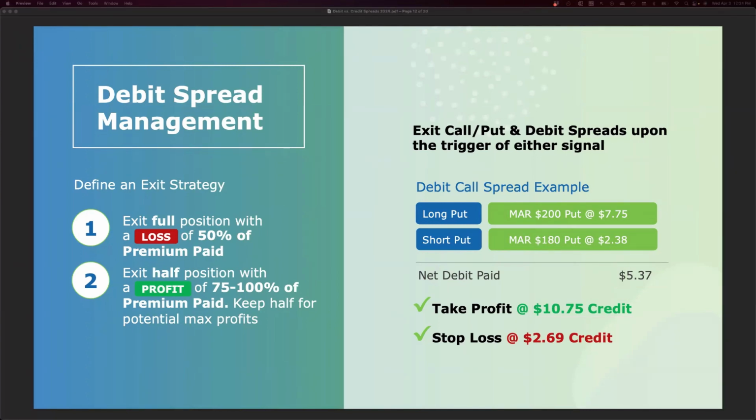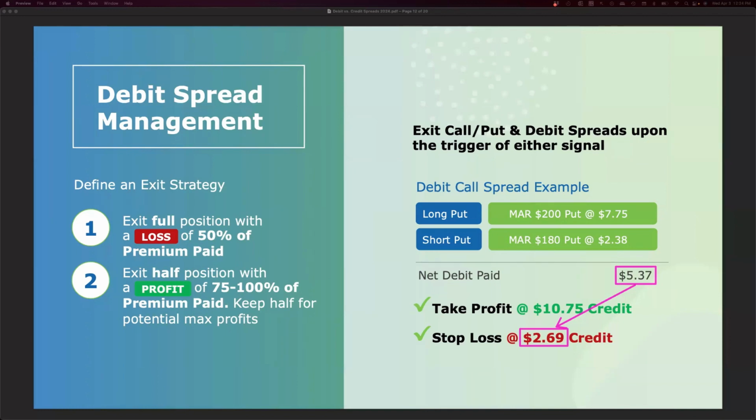And then for when the trade goes in the opposite direction than you expect, if the debit spread that you paid initially $5.37 for is now trading at $2.69, that's roughly half of the value of what you paid. That's an opportunity to cut your losses and move on from that trade. And this is something that will help you better understand, once you're in a trade, how to go about managing that trade.